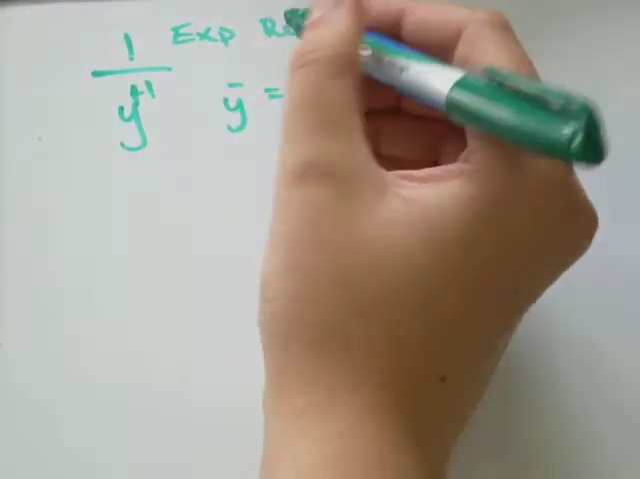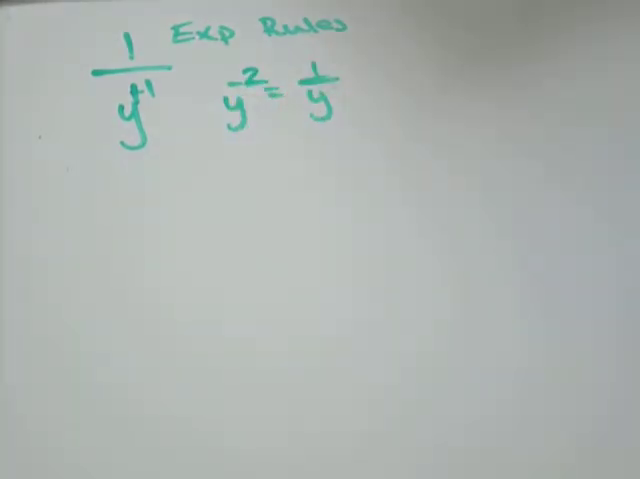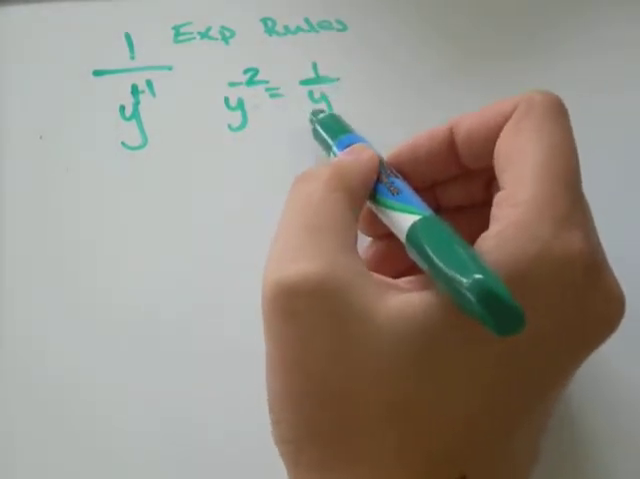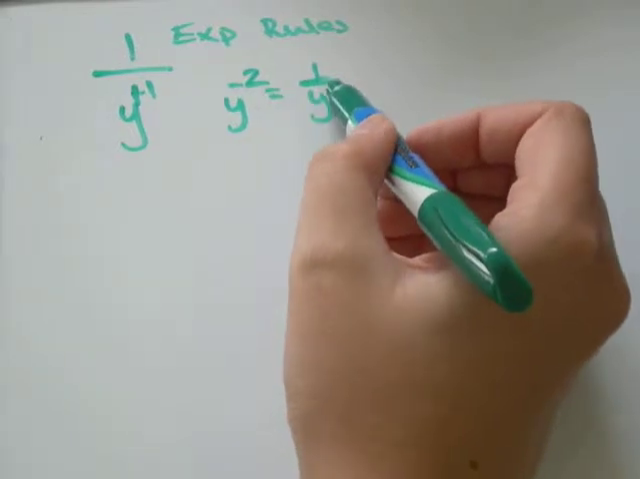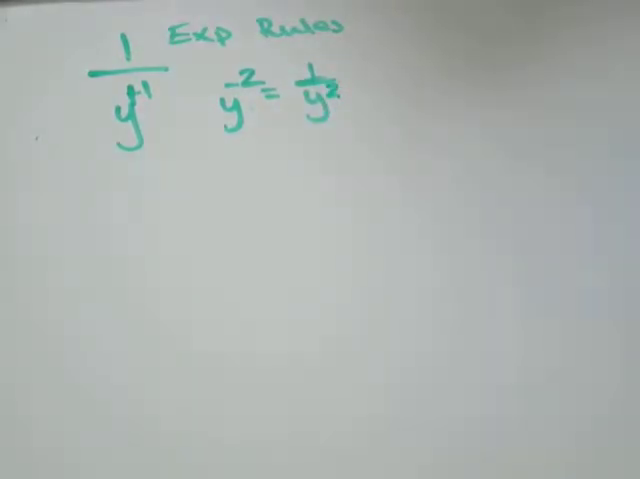If it had been y to the negative 2, you do exactly the same method, 1 over y to the power of, make that positive 2.